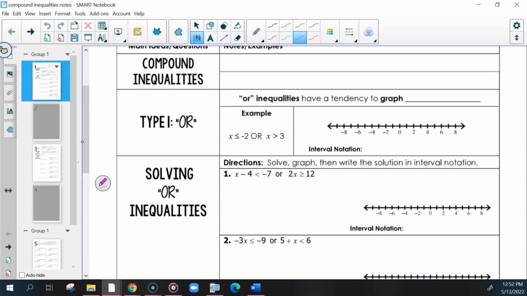We're going to start with the OR inequalities. You may or may not remember that OR inequalities have a tendency to go apart, which means they shouldn't touch. They'll be going in opposite directions. So if we have this example, x is less than or equal to -2. Anything that is equal to is closed. So that would be a closed circle at -2 going to the left. Or x is greater than 3 would be an open circle at 3 going to the right.